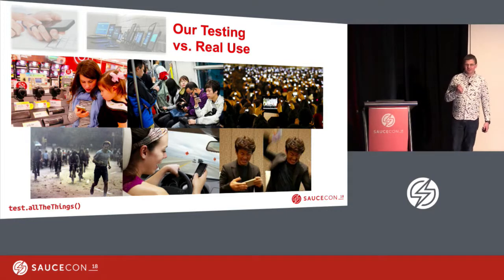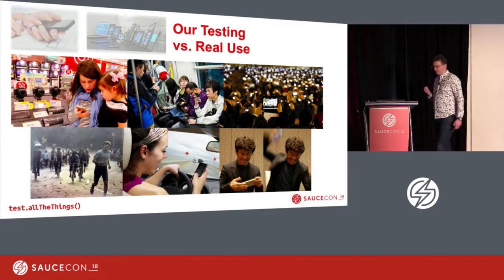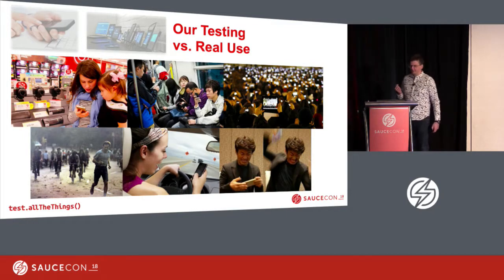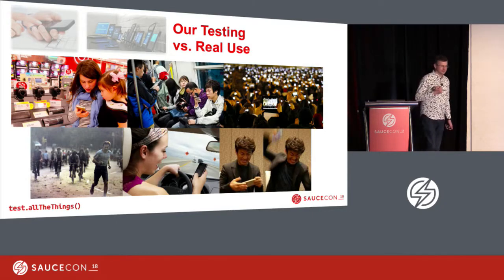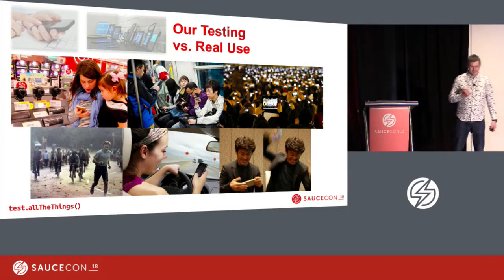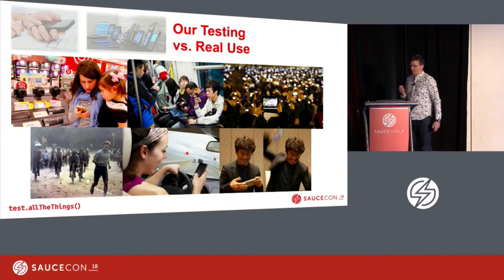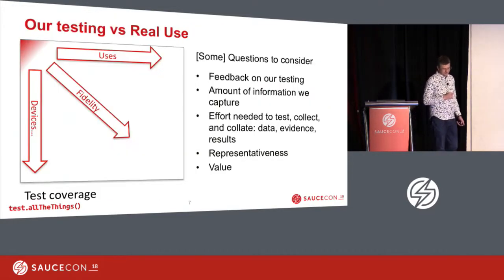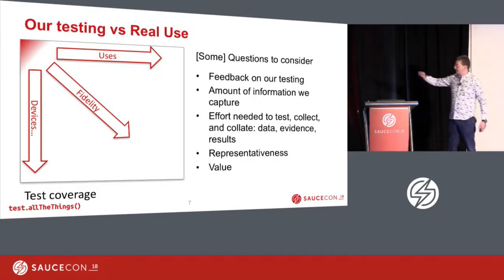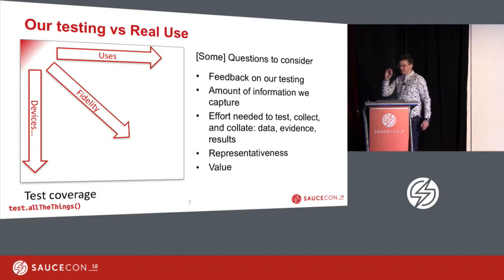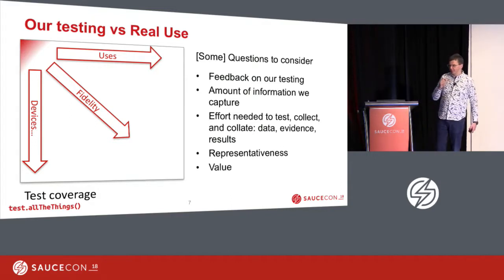So users are using devices on the go, in chaotic environments, when they're bored stupid, when they're running down through muddy fields, and when they're grumpy. And sometimes some of us use it when we're driving. So how much of our testing reflects what real users do? So typically, our testing is a tiny, tiny subset of what's possible in terms of the actual use of our application. So we don't mirror many of the real uses of our application.